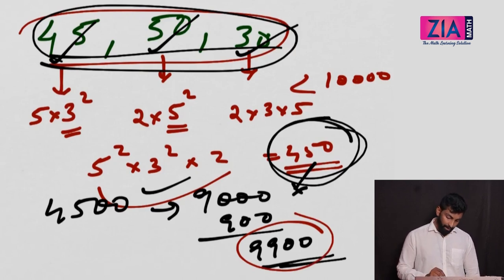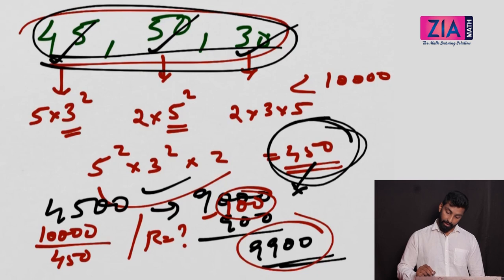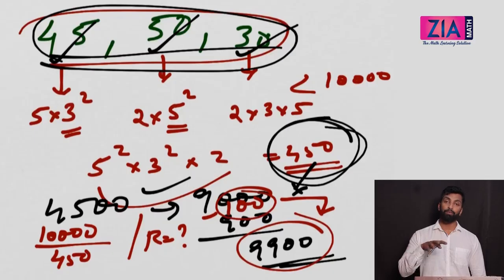Or how will you find it? You divide 10,000 by 450 and see what the remainder is. You get a remainder of 100. Then what you need to do is subtract this 100 from 10,000. You will get 9,900. And you understood that this is the greatest number which is possible within 4 digits.